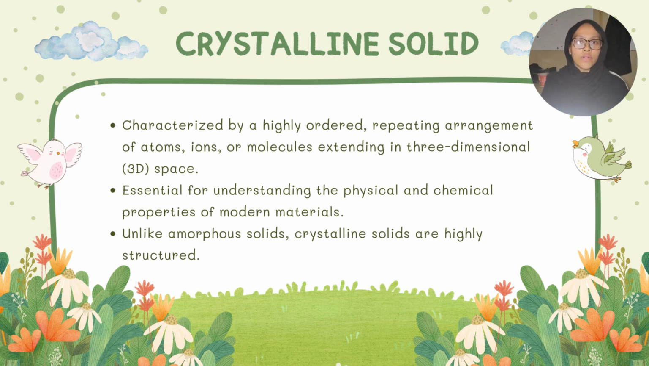So, what is a crystalline solid? At the molecular level, a crystalline solid is a material where the atoms, ions, or molecules are arranged in a very neat and repeating pattern. Unlike amorphous solids, where the particles are randomly arranged, crystalline solids have a highly organized three-dimensional structure. A good example would be diamond or table salt. Their regular arrangement is what gives them their strength, stability, and predictable properties.